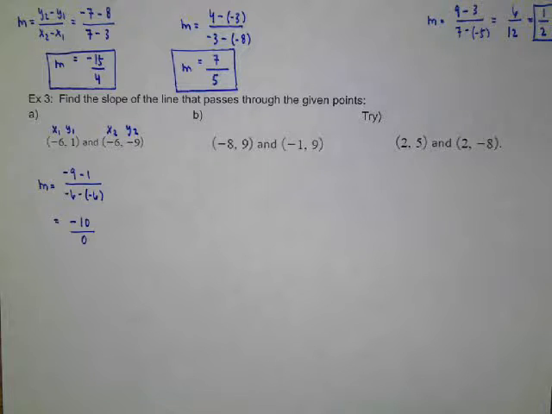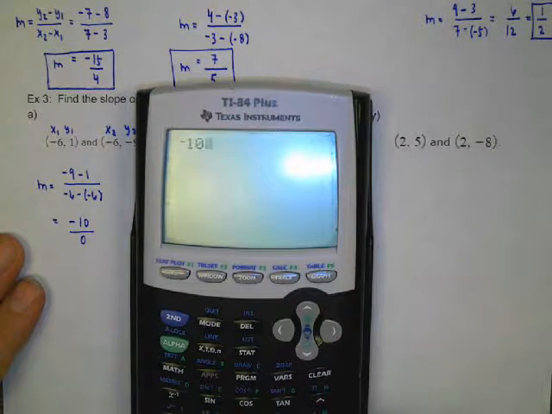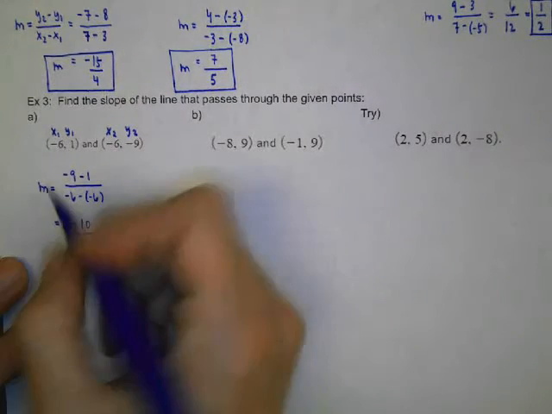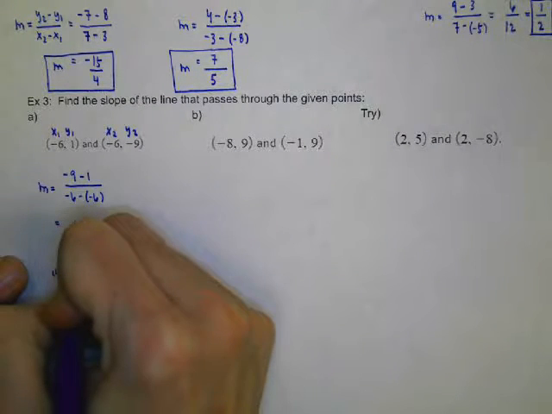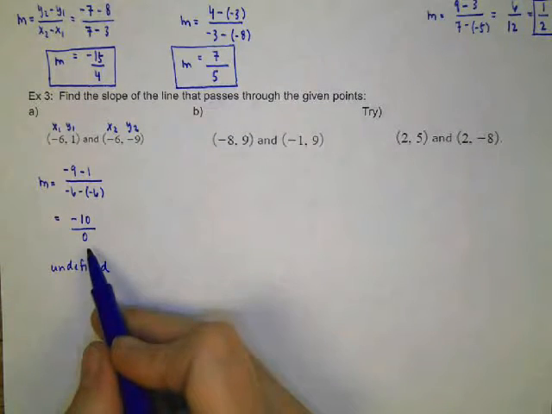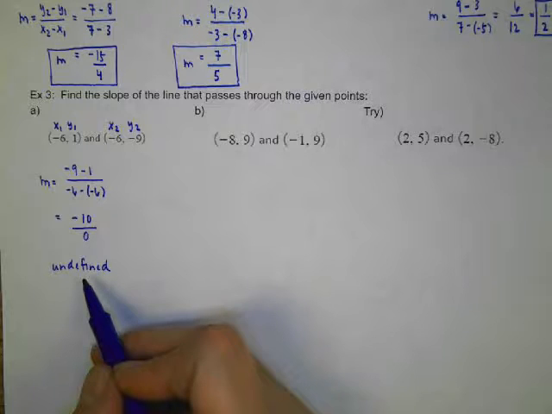If you try in your calculator, and let's go ahead and do that, -10 divided by 0, we get an error. So in this case, when that happens, our slope is undefined. So whenever we divide by 0, that means our slope is undefined.